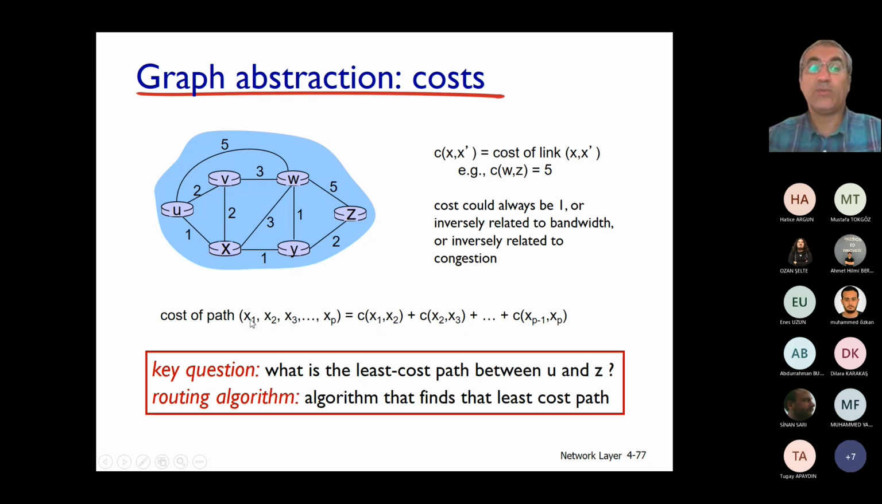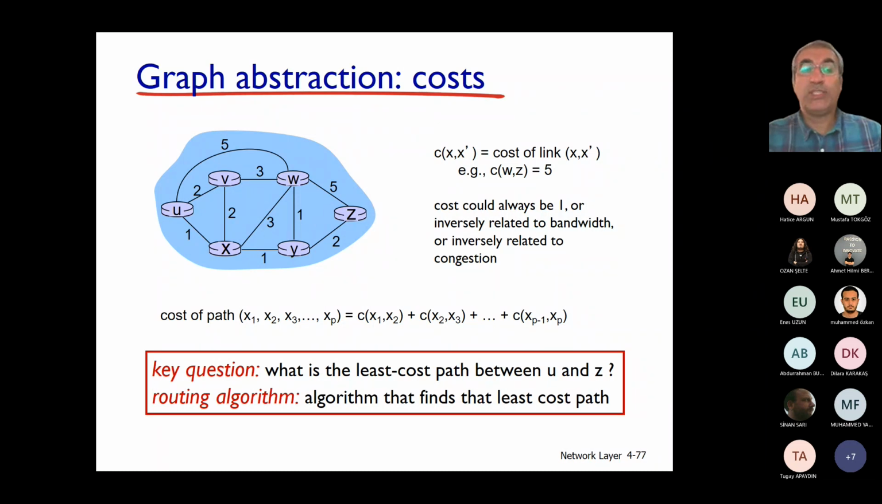Let's say a path from node X1 to XP. You add up all these link costs, basically the cost from X1 to X2, plus X2 to X3, and up to X(P-1) to XP, and you obtain the final cost of the path.